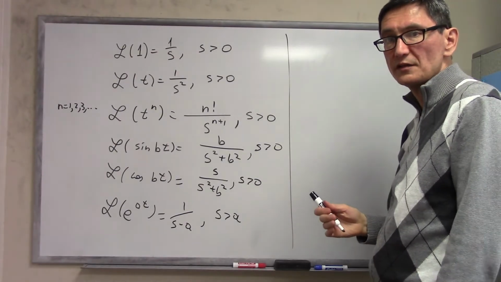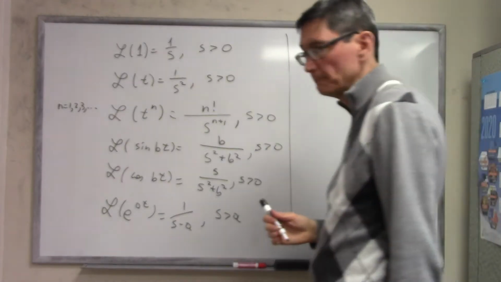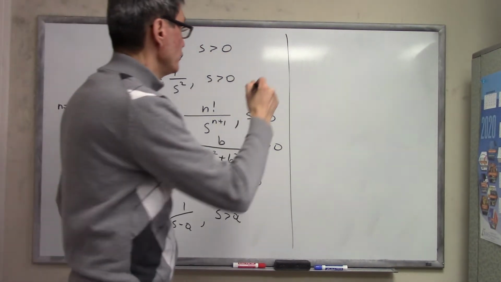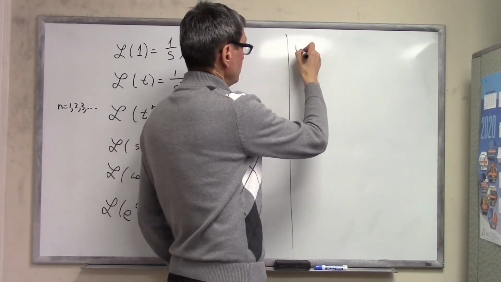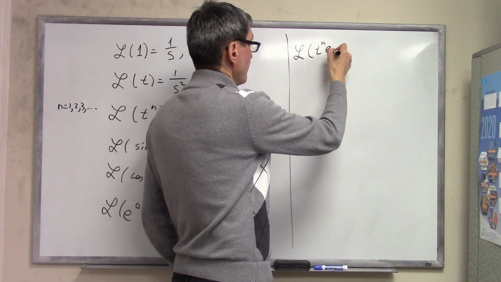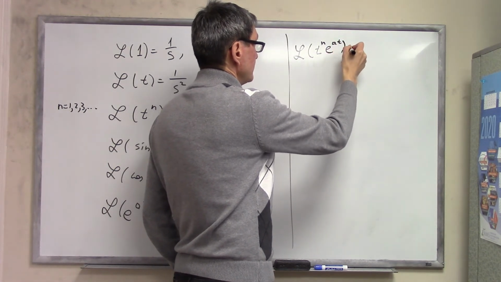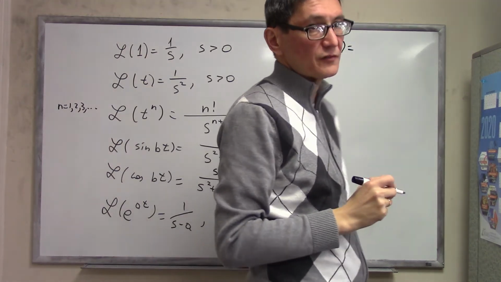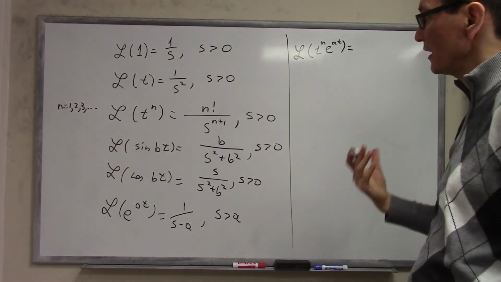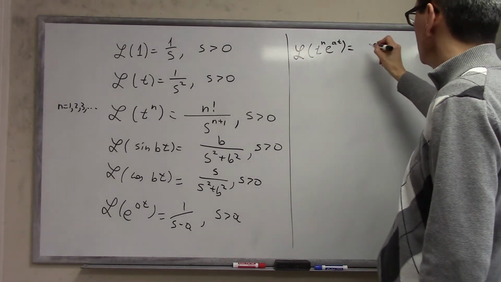Few more Laplace transforms to memorize. If you multiply t to the n by e to the at, that Laplace transform equals, it's going to be similar to what we have here, but instead of s, we're going to have s minus a.